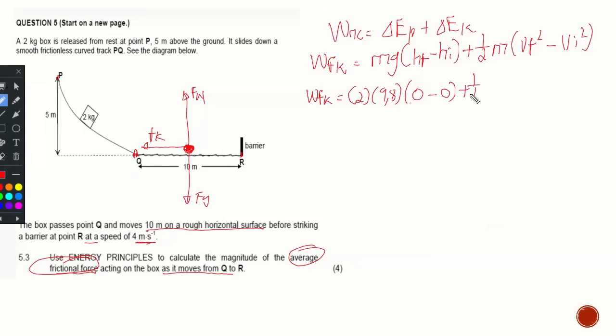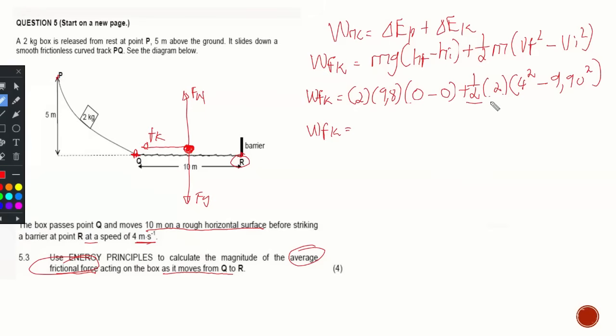And then plus half. The mass is still 2. The final velocity, remember they say it strikes the barrier at point R at a speed of 4 meters per second. And then we have a velocity at Q, which we did calculate from the previous question. We found 9.90. So we're just going to have that. And then WFk. At this point, you simply want to punch all of this into a calculator. So obviously this first part will just give you 0.